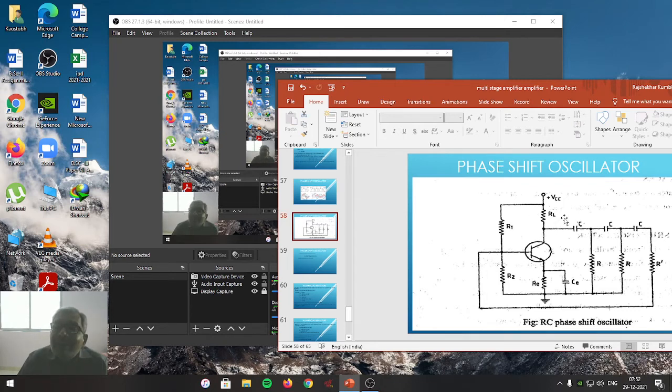Here RL is going to act as a load resistance, RE is going to act as an emitter resistance, and C is going to act as an emitter bypass capacitor.